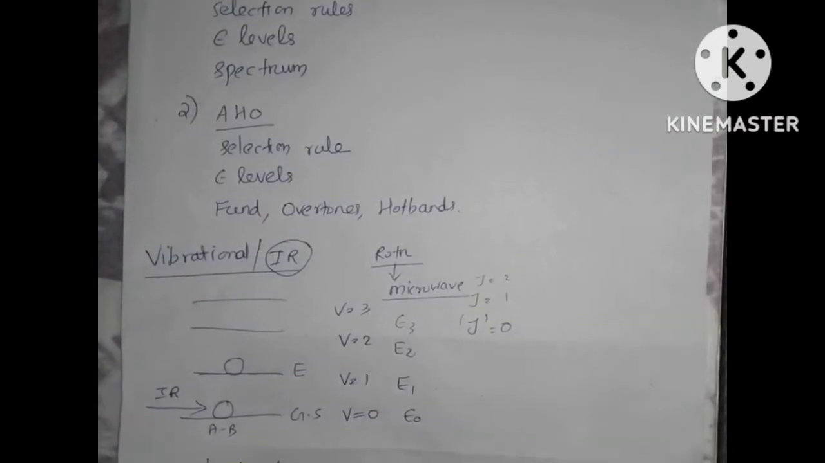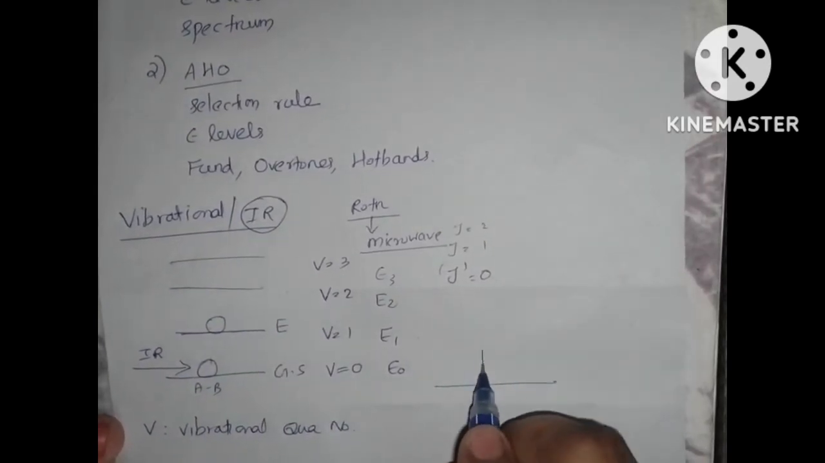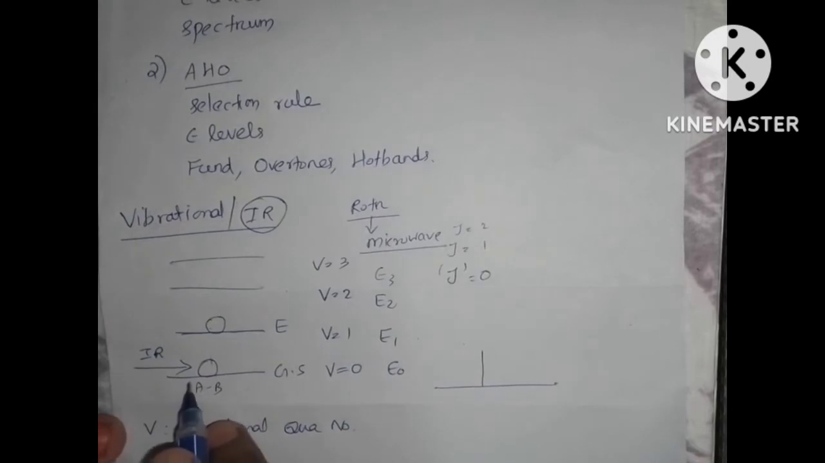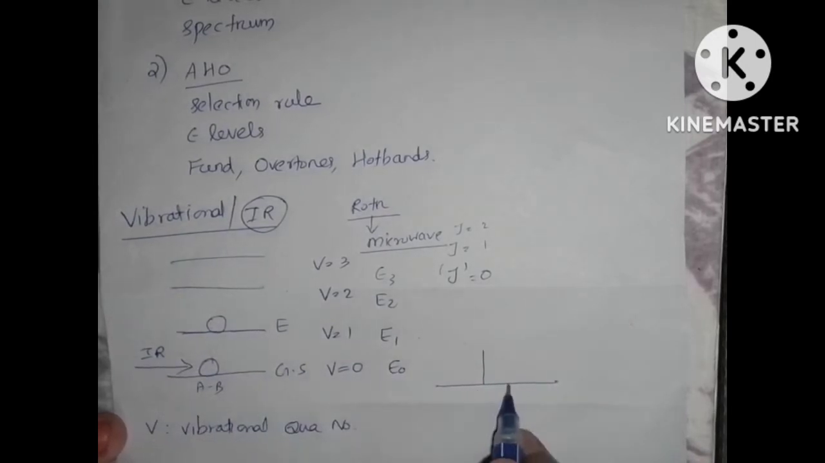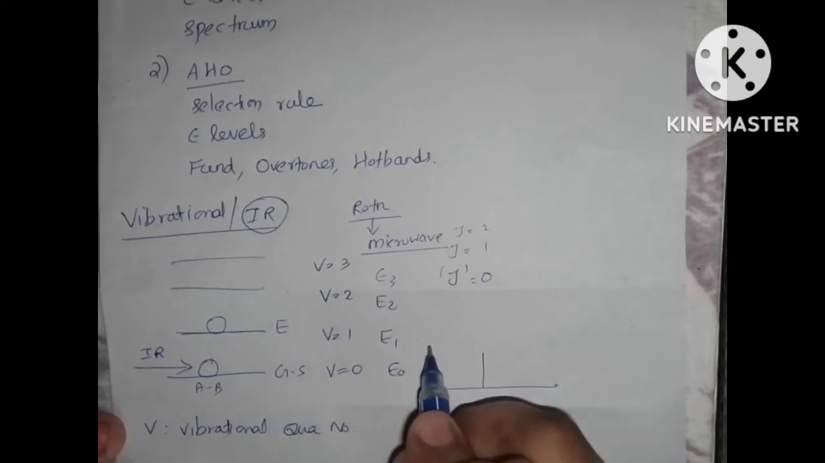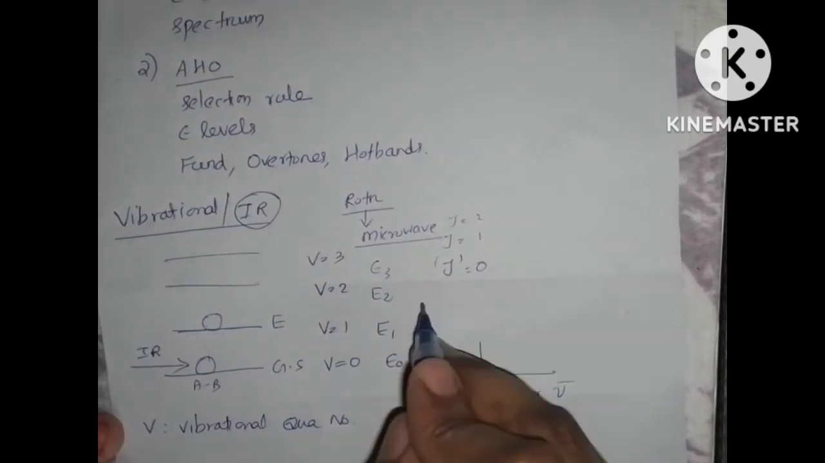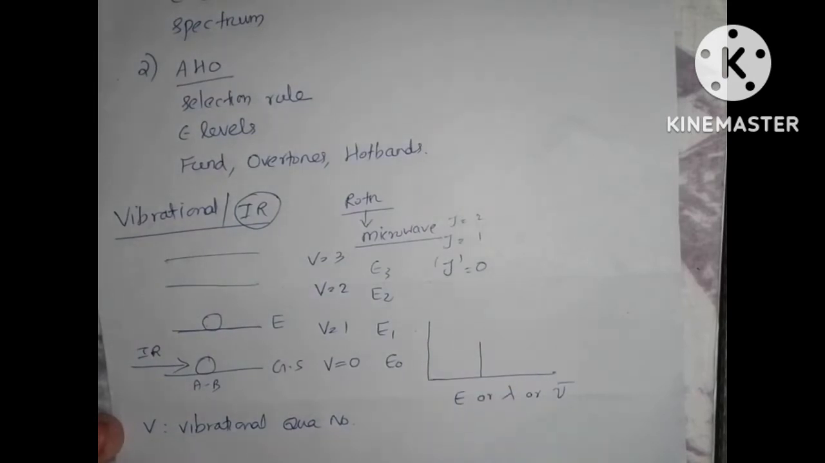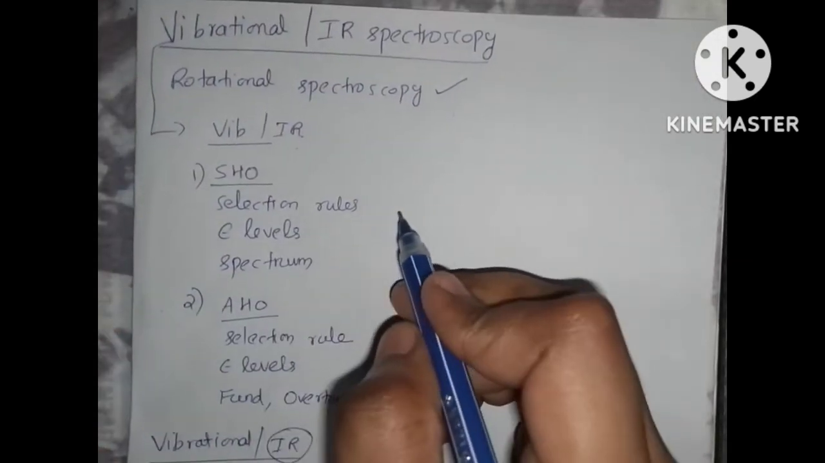The vibrational spectrum, or IR spectrum, is the spectrum or the peak we get by absorbing some radiation. What is the energy corresponding to the spectrum we are going to get? For spectra, generally the x-axis contains either energy, lambda, or mu bar, and the y-axis indicates the intensity. Then first let's talk about the selection rules.